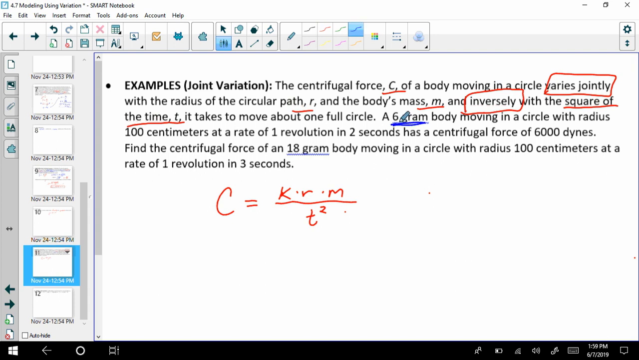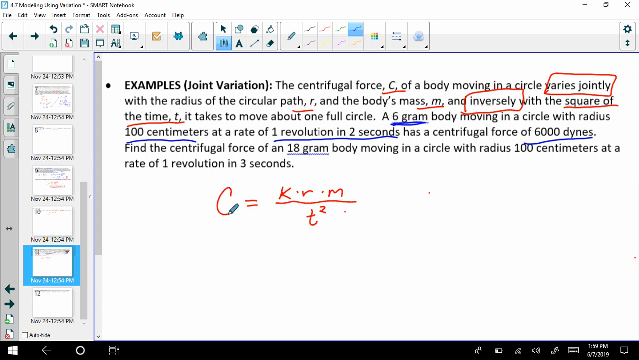Now I bet it's going to give us some numbers here. A 6-gram body moving in a circle with a radius of 100 centimeters at a rate of 1 revolution in 2 seconds has a centrifugal force of 6,000, I think that's dynes. Let's see if we can substitute all those numbers in.